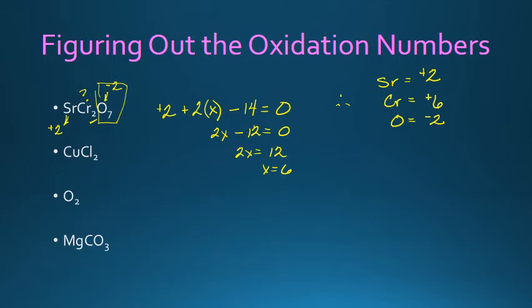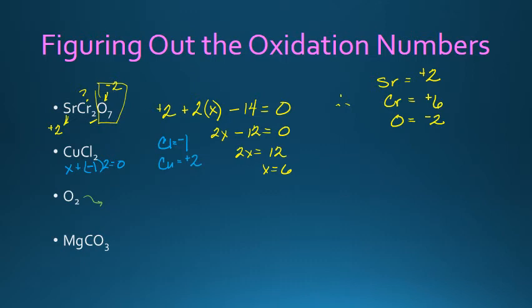Well, let's see. Chloride has an oxidation number of -1, unless, of course, it is hooked with oxygen or fluorine, which it's not. So it's -1. So I'm going to put that over here. There are 2 of them, and this thing has to add to 0. So copper's oxidation number is +2.